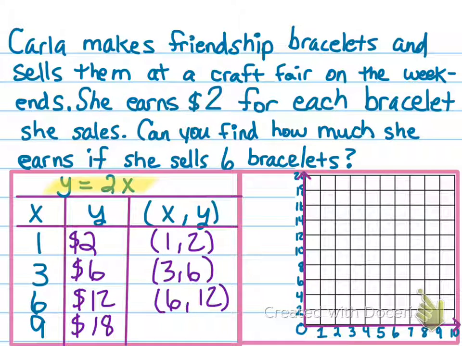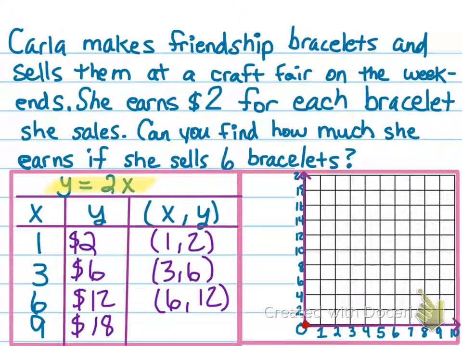Let's look at our graph. We need to begin graphing these ordered pairs. Now remember, if she sells no bracelets, she's making no money. So I'm going to start by putting a point at the origin, or 0, 0. All right, you'll notice that the x-axis is labeled differently than what it was before. It's labeled by 2's, so be sure that you plot your points carefully.